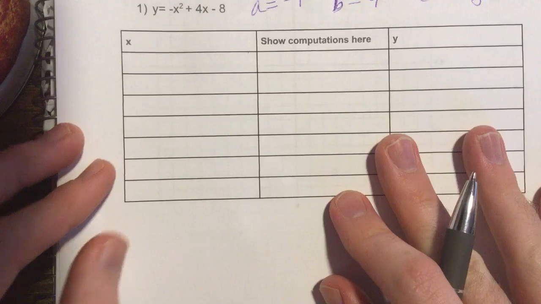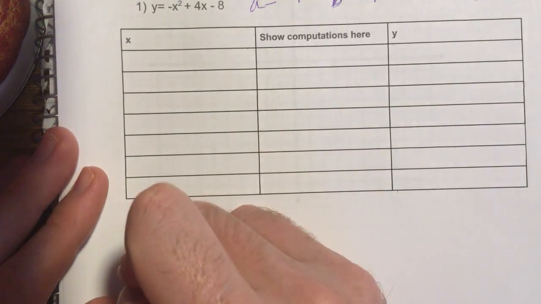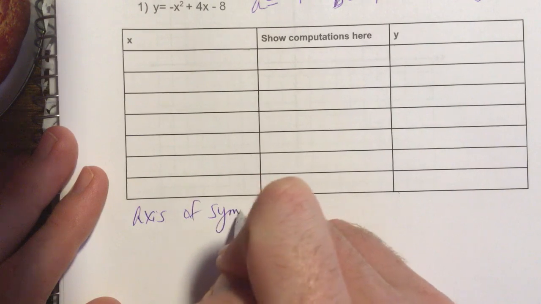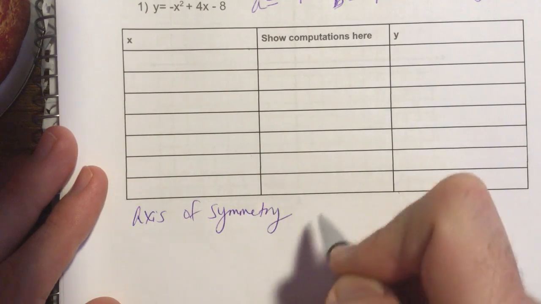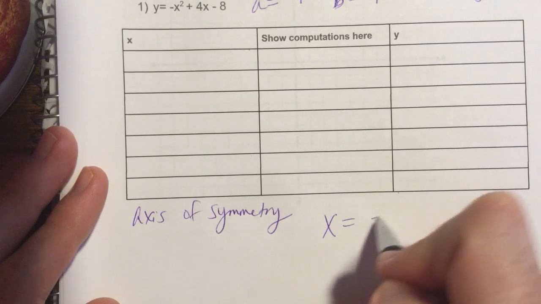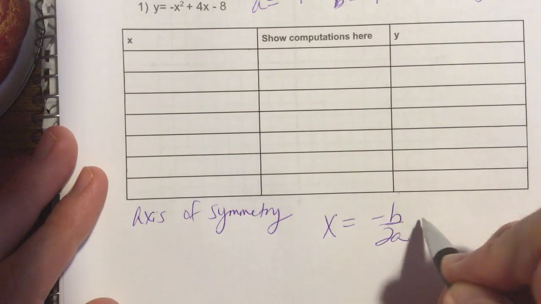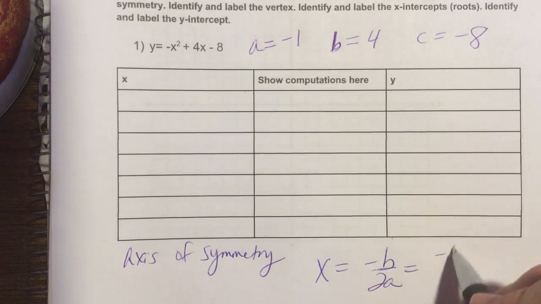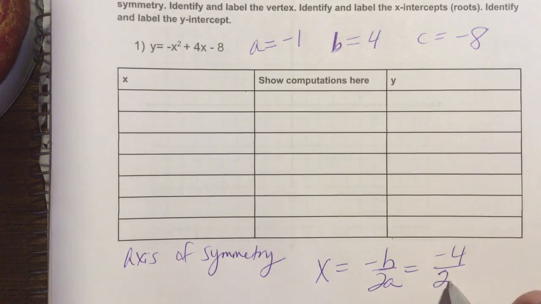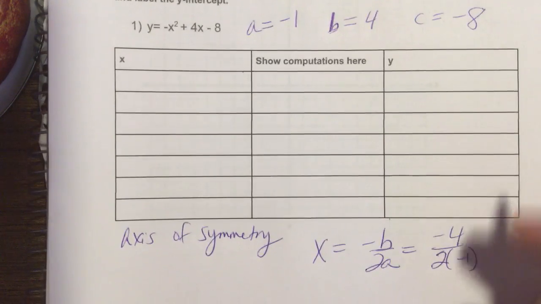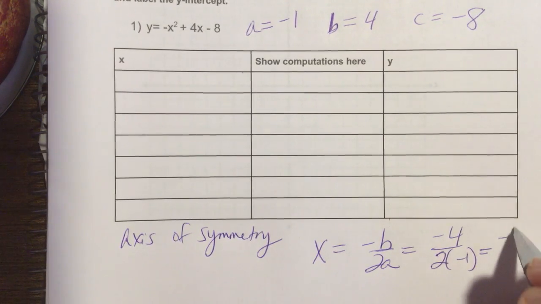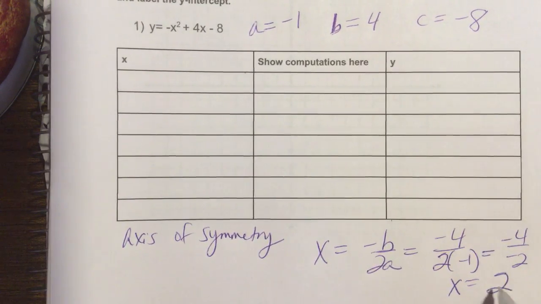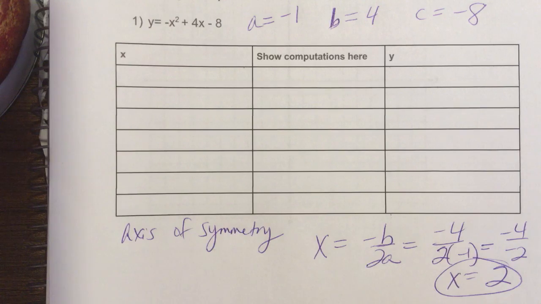The first thing that we want to do is find the axis of symmetry, using the formula x equals negative b over 2a. So negative b is going to be negative 4, over 2 times a, which is negative 1, so the denominator is 2 times negative 1. This is negative 4 over negative 2. x equals positive 2 is your axis of symmetry.